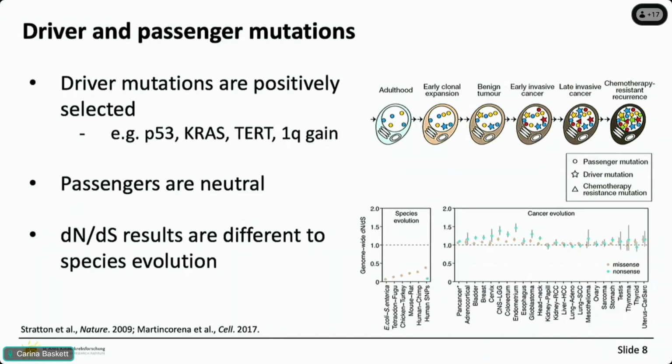But in cancer, when we do dN/dS analysis on all these mutations that we observe, we tend to get either neutral dN/dS or slightly or relatively highly positively selected dN/dS for different types of mutations like missense and nonsense mutations.